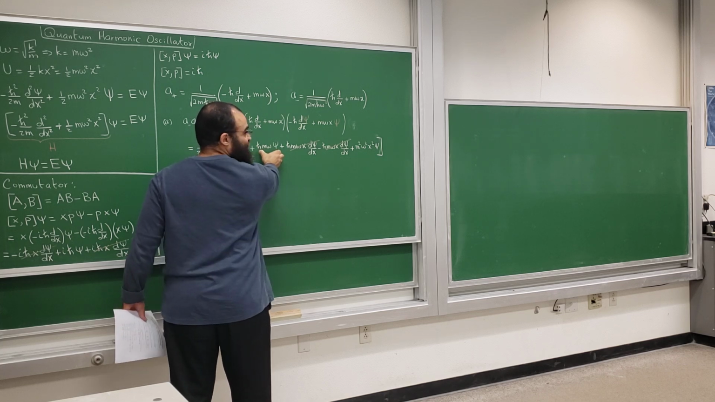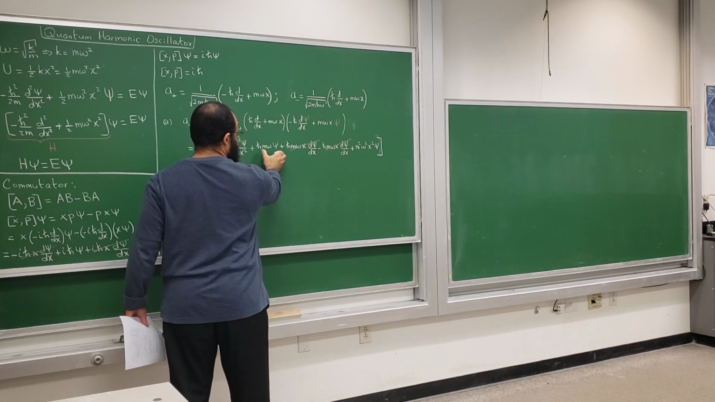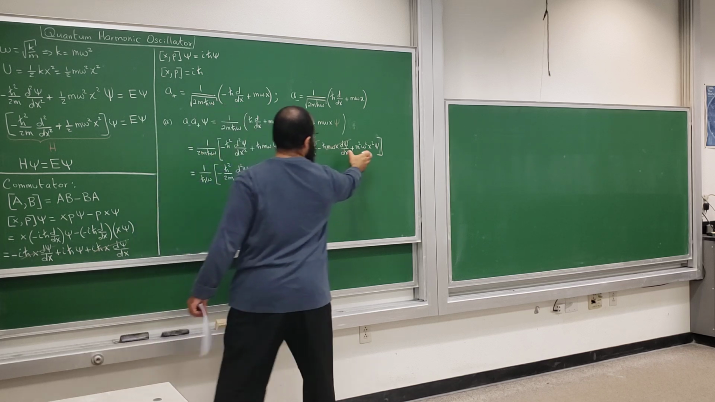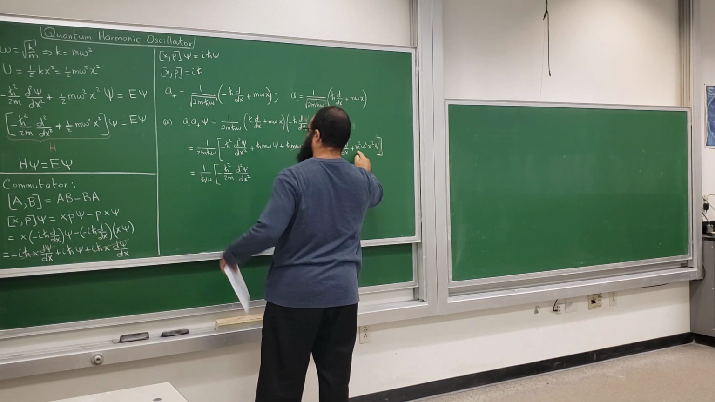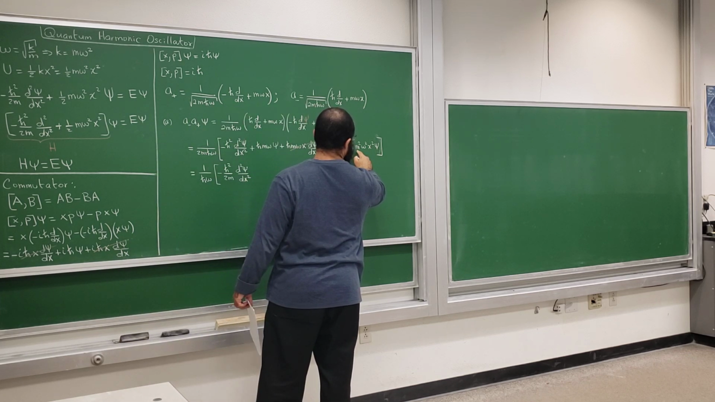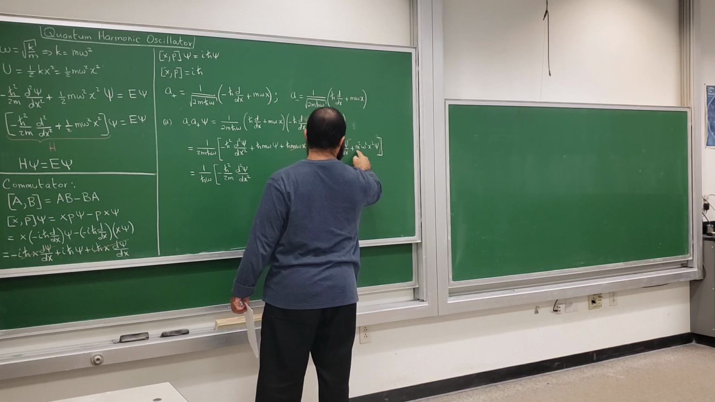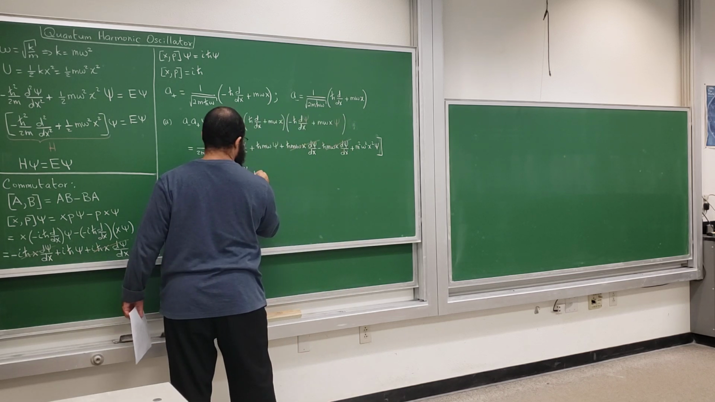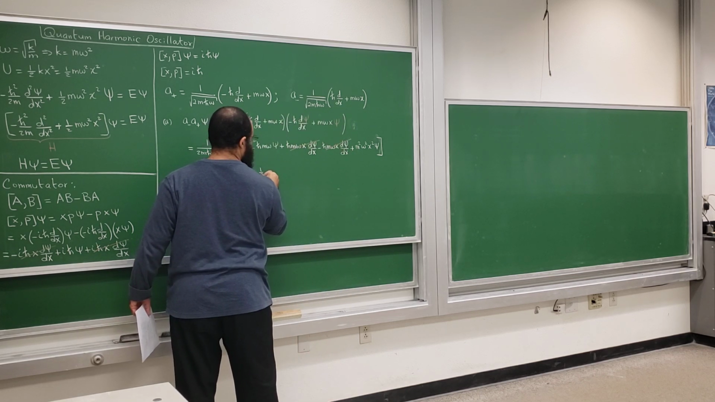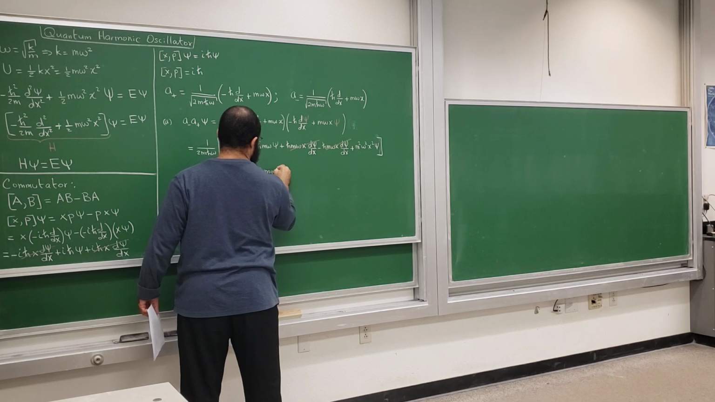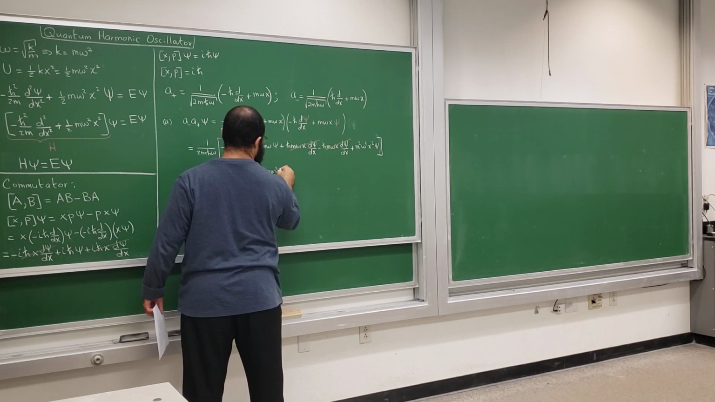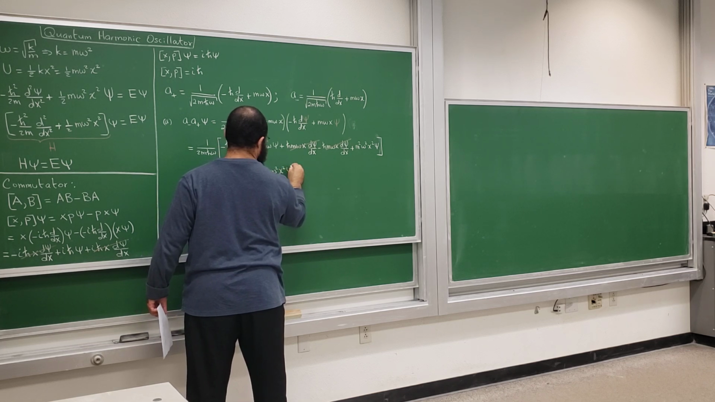Actually, this one, let me leave this one alone for now. Let me leave this one for a moment. Let me talk about this one first. When I multiply by 1 over 2m for this one, the m's cancel out and I will have a half. So I have plus 1/2 m omega squared x squared times psi.